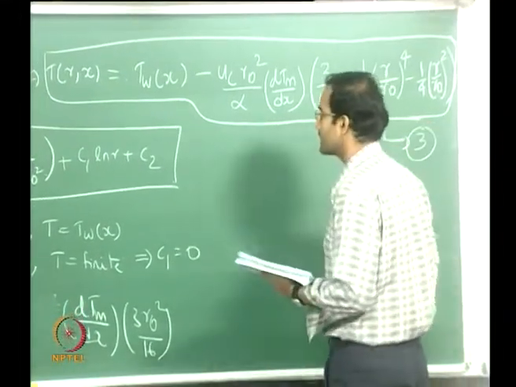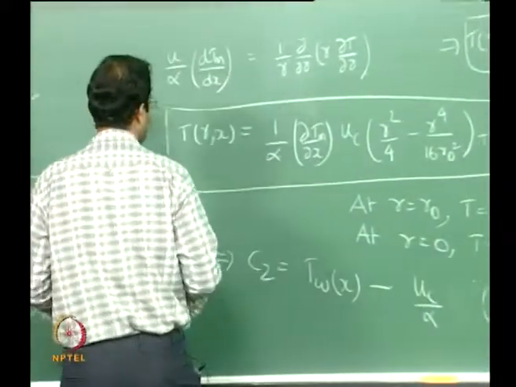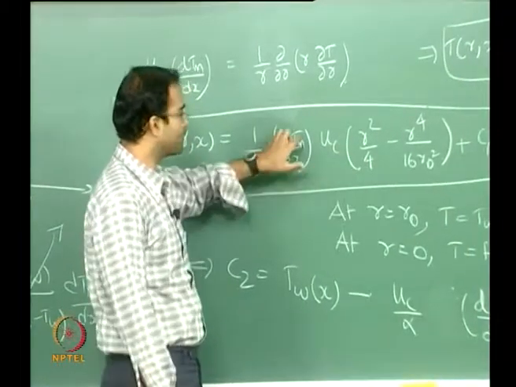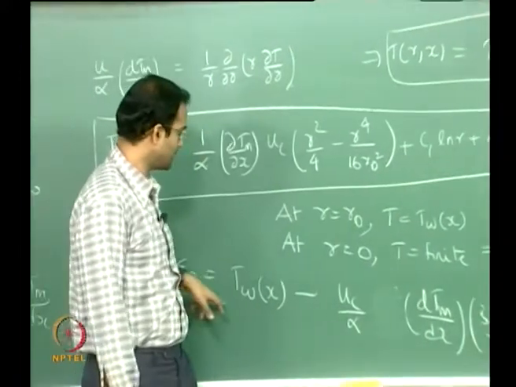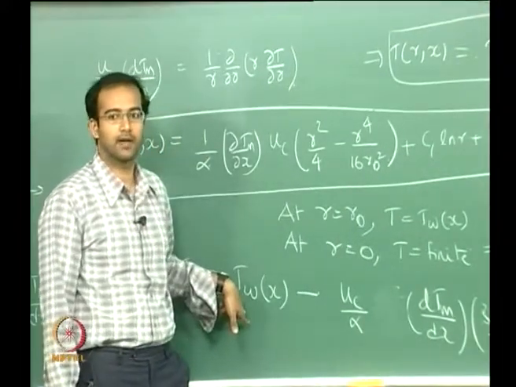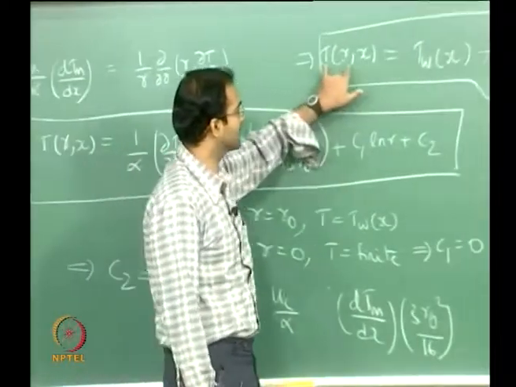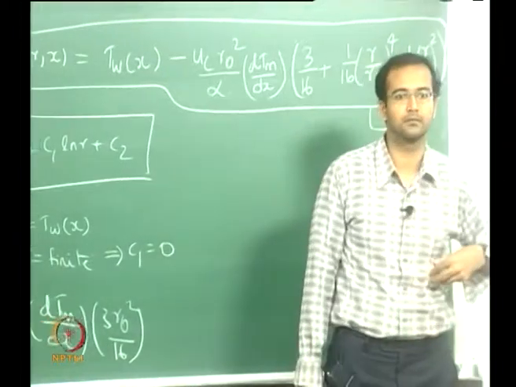So therefore you can see at this stage it appeared like T is a function of only r, because your dTm by dx was constant, but once you calculated this constant C2, now it is a function of x through T wall. Therefore the final expression for T is a function of both r and x. Alright.